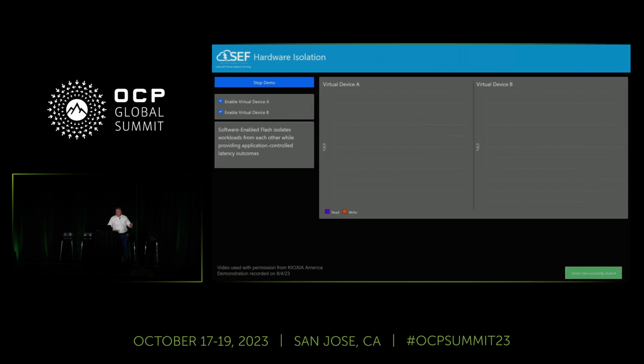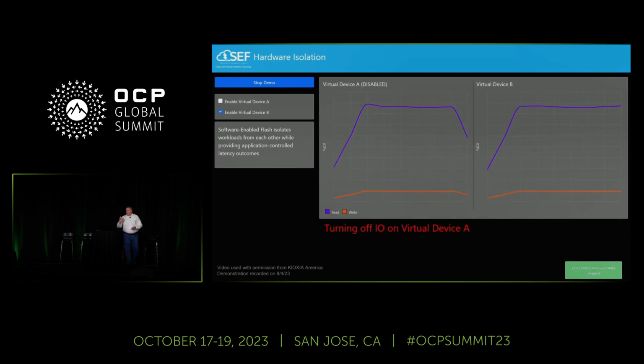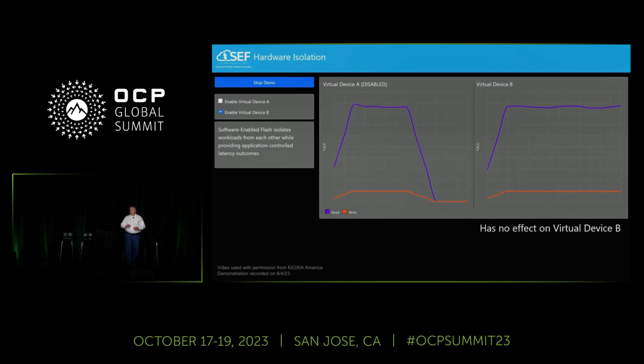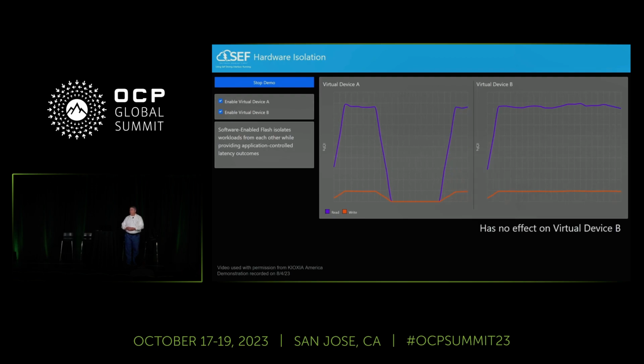So what we have is a very simple graph, virtual device A on the graph and virtual device B. And when we kick this off, you'll see the two workloads, read IO and write IO, right? Reads in blue, red for writes. They're both running identical workloads. If I go turn off the IO on virtual device A, you didn't see any impact to the IO on virtual device B. If I go turn it on again, no impact on virtual device B.